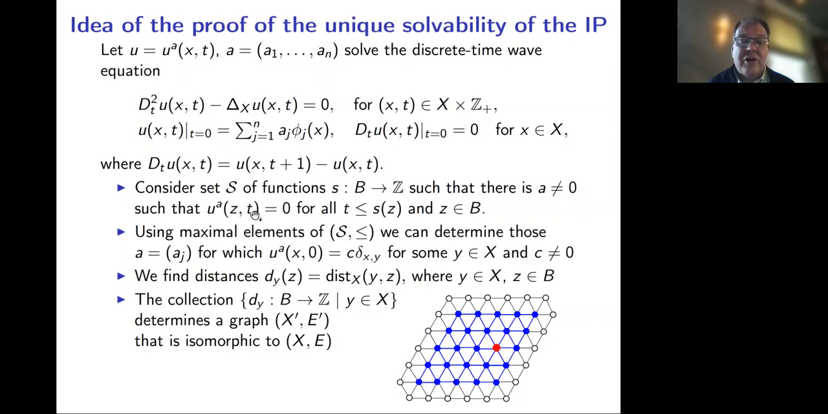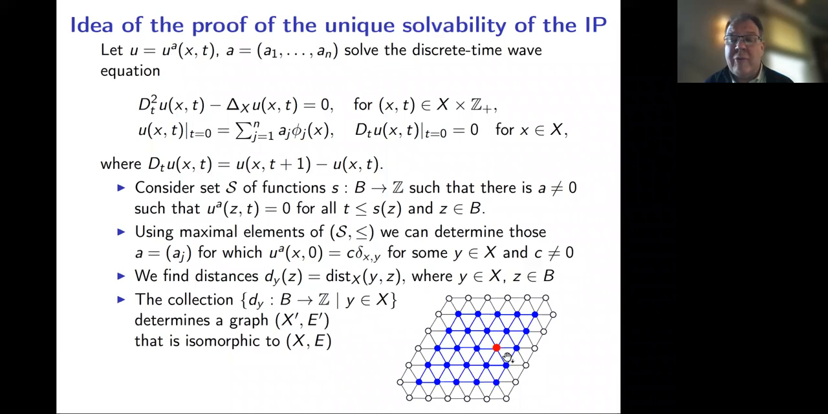And then we consider observations on the boundary. We say that the set capital S consists of functions small s from B to Z, which are observation time functions. A function small s belongs to set capital S if there is some initial state, for instance one supported in this red node, such that if we sit in the boundary node z, we can wait time s(z) before we observe anything. So for all times t less than s(z), the wave stays zero.